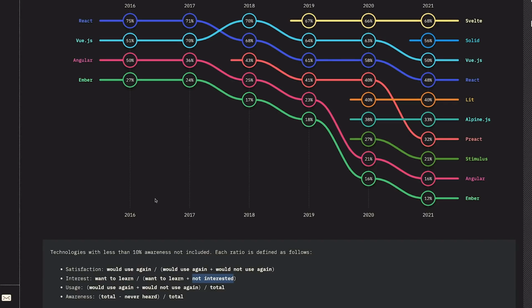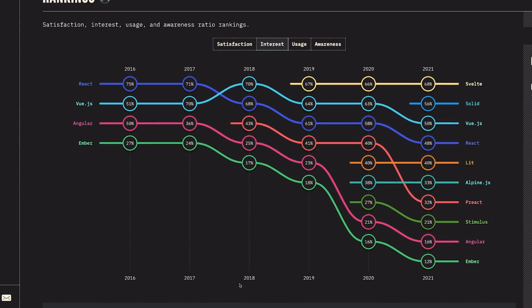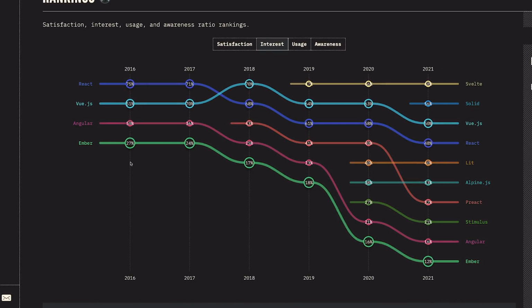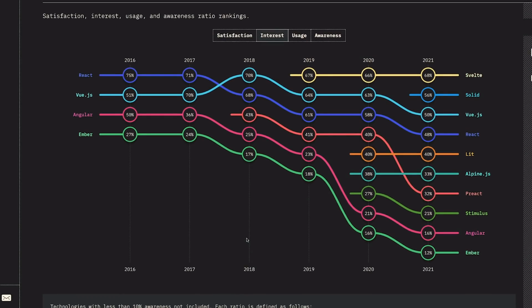I'm not sure how the survey was organized or how the questionnaire was, but if this was the metric where you had to either mark want to learn or mark not interested, I do believe this is putting the question in a wrong way, because older technologies would obviously get a lot more into the not interested part, because those developers are already experienced with the tech. So I'm not sure how well this data is.